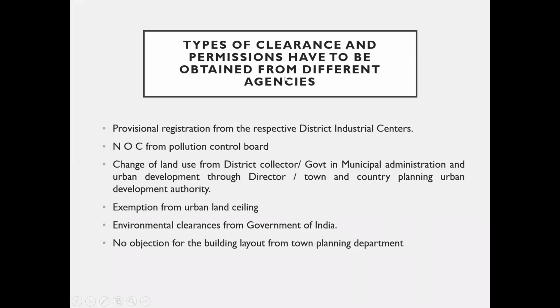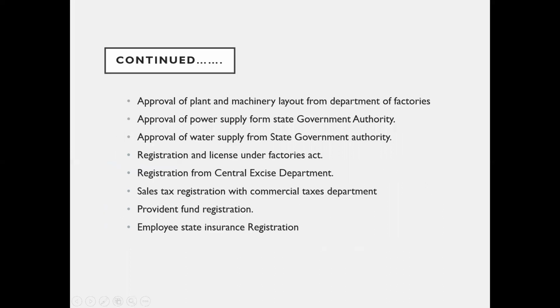Next, types of clearance and permissions have to be obtained from different agencies. Provisional registration from the respective district industrial centers, non-objection certificate from the pollution control board, and change of land use from district collector, government in municipal administration and urban development through director, town and country planning, urban development authority, any of these as applicable to your business. Next, exemption from urban land ceiling. Next, environmental clearance from Government of India. Next, no objection for the building layout from town planning department. All these certificates have to be obtained for building any kind of agency or business from different agencies.